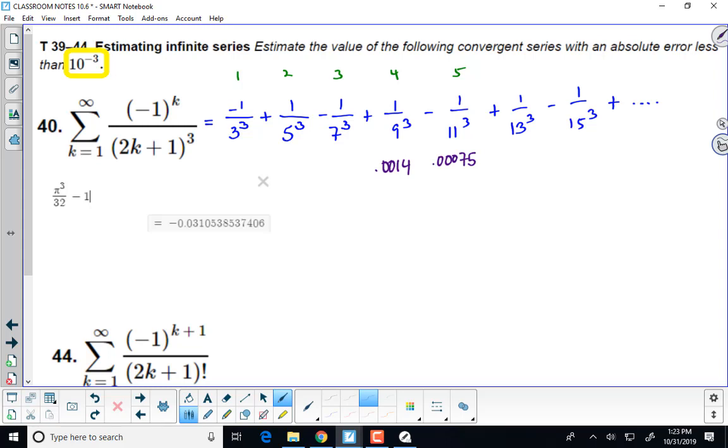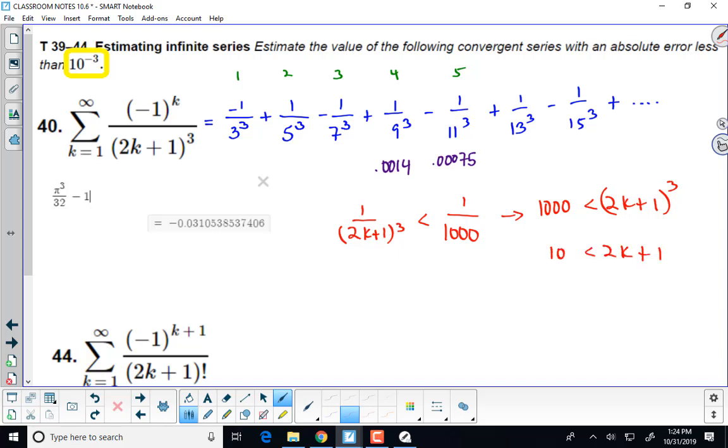Okay, so same idea here. It's just that we have 1 over 1,000 instead of 1 over 10,000. So we want to know when this is true. We want the first k value for which that's true. We cross multiply, so we're going to get 1,000 less than (2k plus 1) to the 3. Take the cubed root of both sides. Cubed root of 1,000 is 10. Subtract 1 and divide by 2, and we get 4.5, I think.